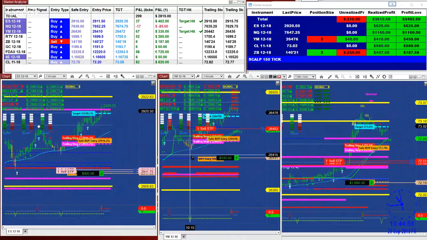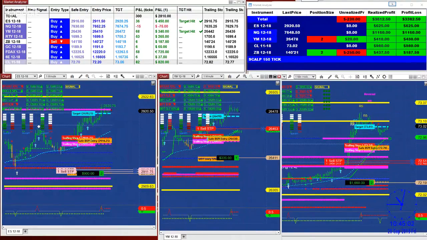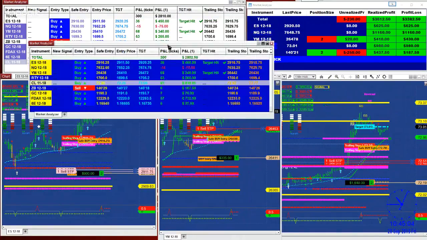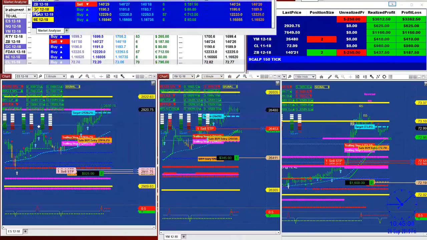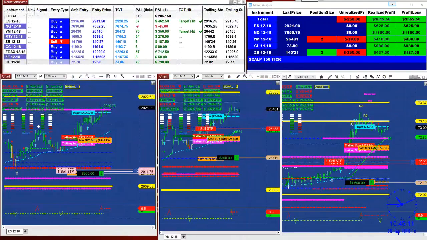We have made a vote to our traders whether they like the blue market analyzer or the white. They all responded to the white, so we're going to stick to the white, and we're no longer going to be using the blue. It's over. Thank you.